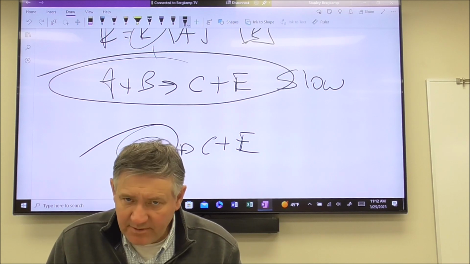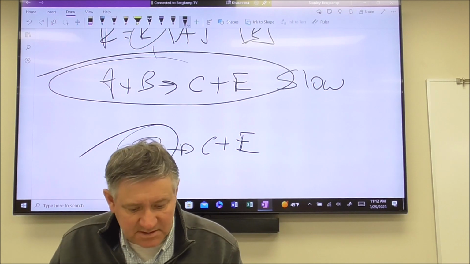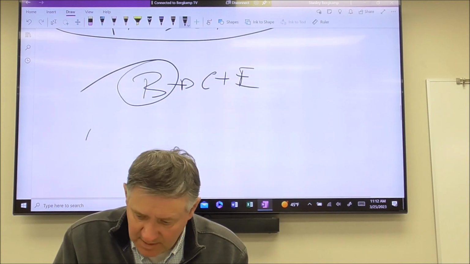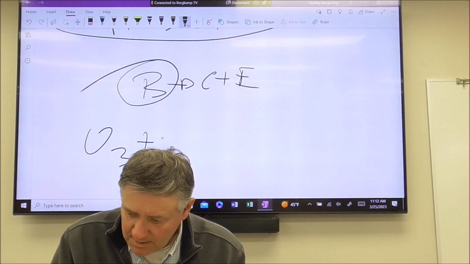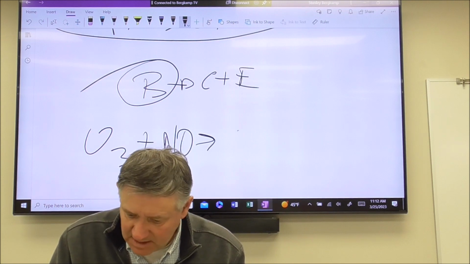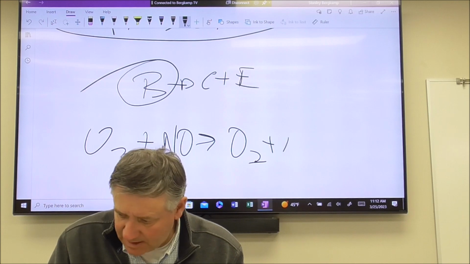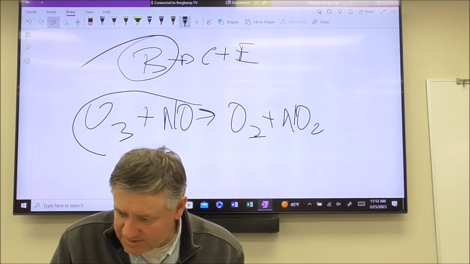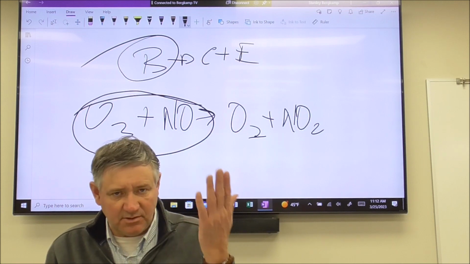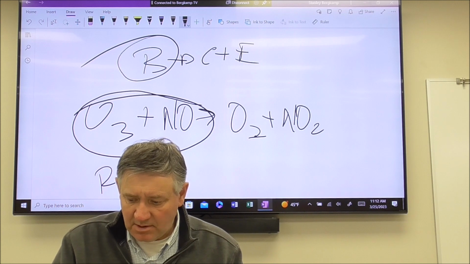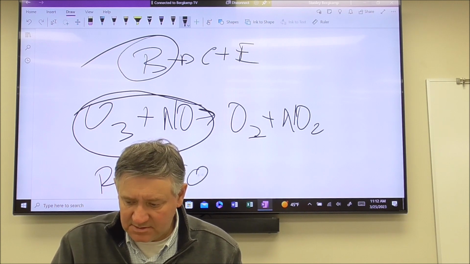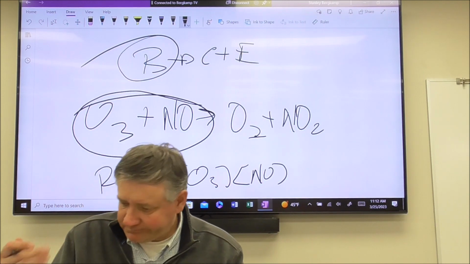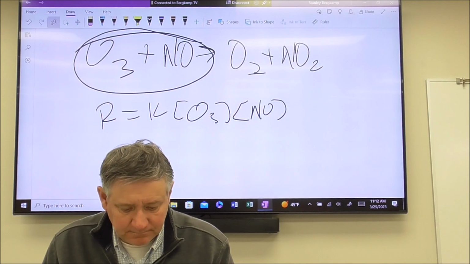Remember, if it's an elementary reaction, it just happens in one step. So for example, if you have O3 plus nitrogen monoxide turning into oxygen and nitrogen dioxide, okay? If this was an elementary step, it would be dependent upon those. There's no coefficients, so this would just be the rate equals some constant times the concentration of your ozone times the concentration of NO. There you go.